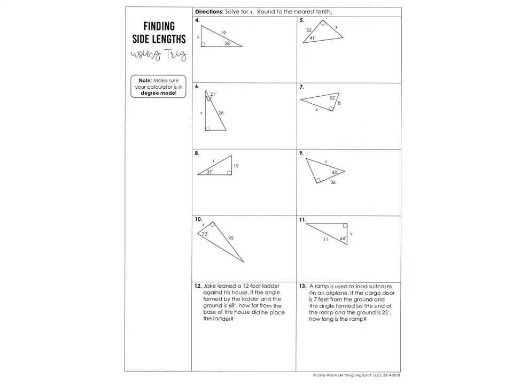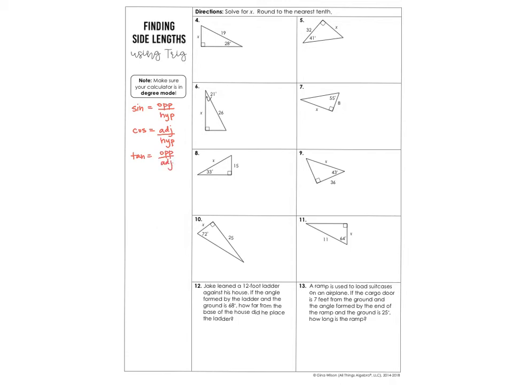Good morning. We're going to use what we learned yesterday with the trig ratios to find side lengths for these right triangles that we're working with. So here's what you need to remember. Sine is the opposite over hypotenuse. Cosine is adjacent side over the hypotenuse. And tangent is opposite over adjacent.